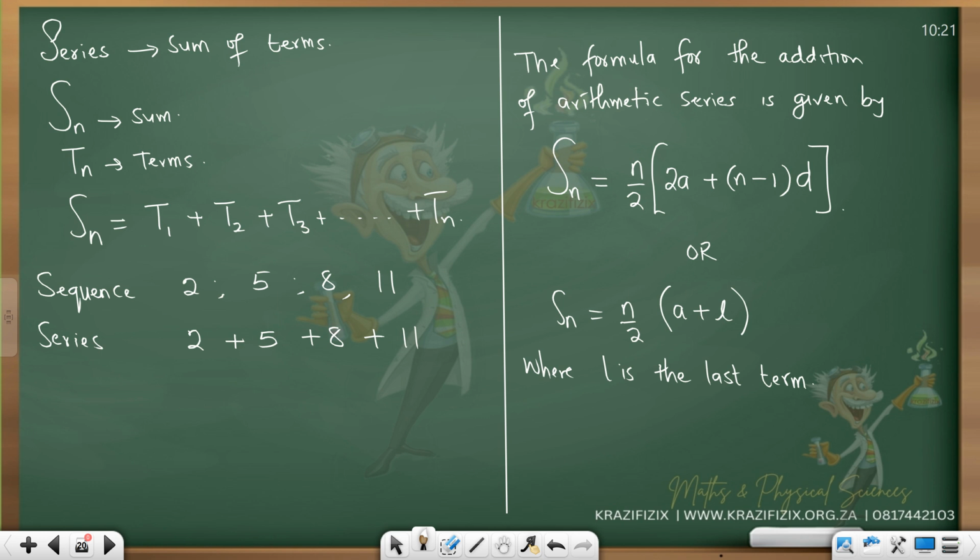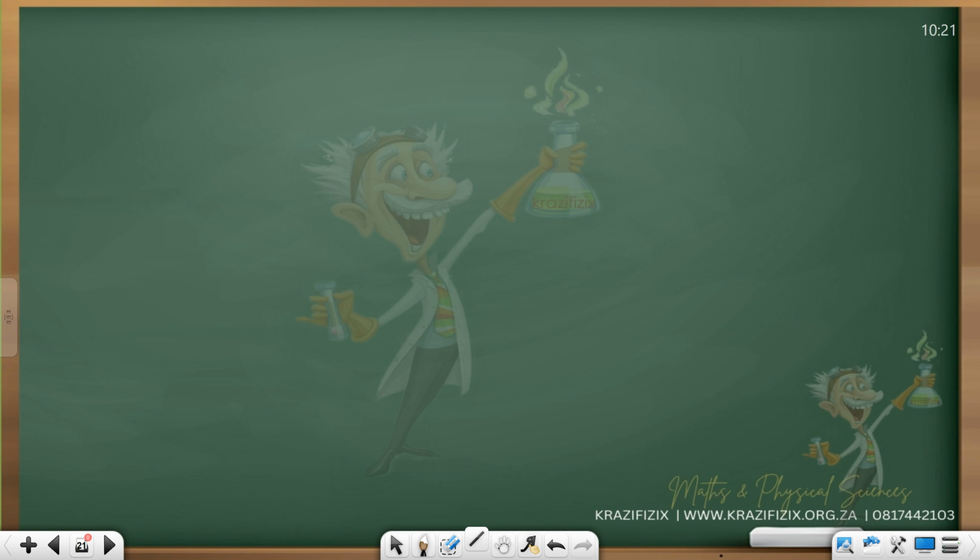Sn is n over 2, 2a plus n minus 1 d, or n over 2, a plus l. The S there is the sum. Are we done now, everybody? Let's quickly check if it works. We'll use something very, very simple, just to check if it works. Consider, let's create a pattern.